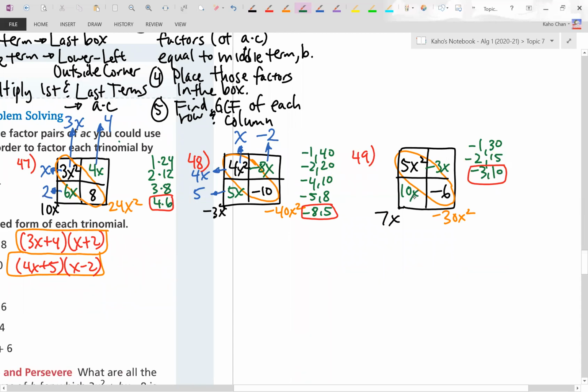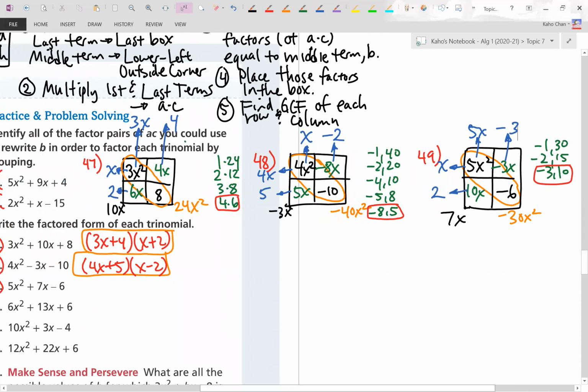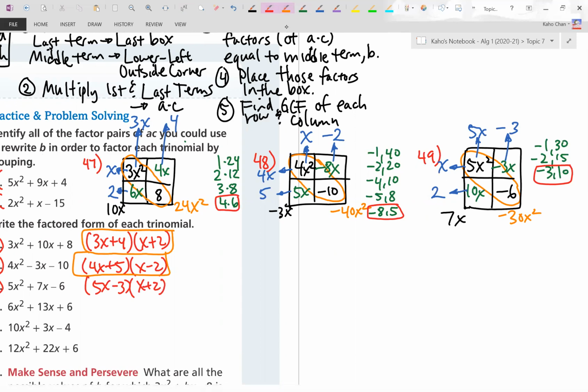Last term, GCF each row and column. First row, I can't take out a number, however, I can take out an x. Second row, I can take out a number, a 2 would work. First column, let's see, a 5x. And the last column, the first term starts with a negative, so I have to take out a negative, and you can take out a negative 3, very good. That's the answer. You can always check by foiling those answers if you want to. Here we go, 5x minus 3 times x plus 2. Woo! Halfway through this section, yay.